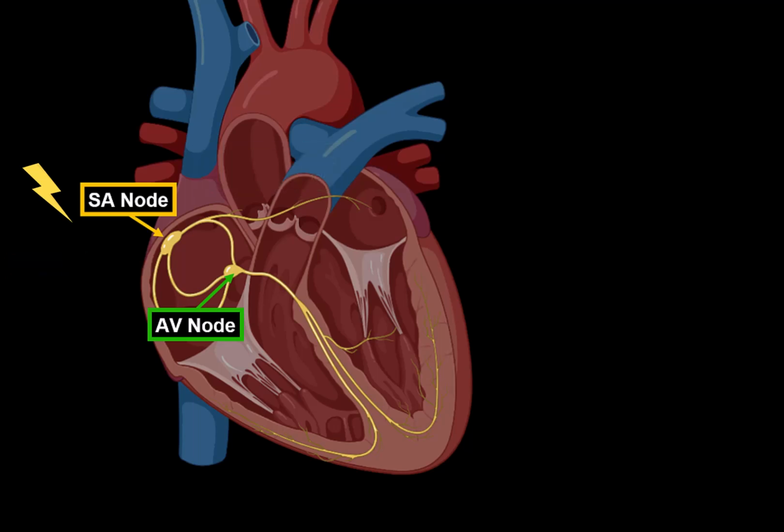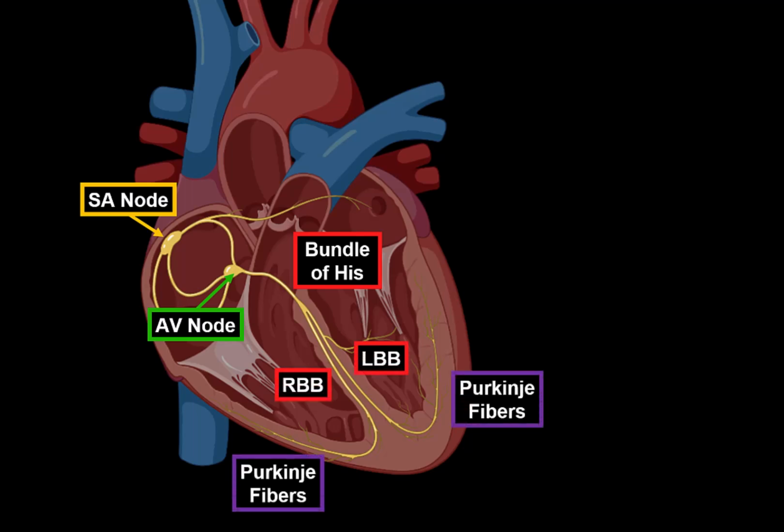Now the AV node is really interesting because look where it's located. It's located at the junction between the atria and the ventricles, just behind the tricuspid valve at the beginning of the interventricular septum. So it acts as a gateway for the impulses passing from the atria to the ventricles. After the AV node, impulses are sent down the ventricular septum as the bundle of His, which continues as the right bundle branch and the left bundle branch. From there, the impulses are further conducted towards the Purkinje fibers.